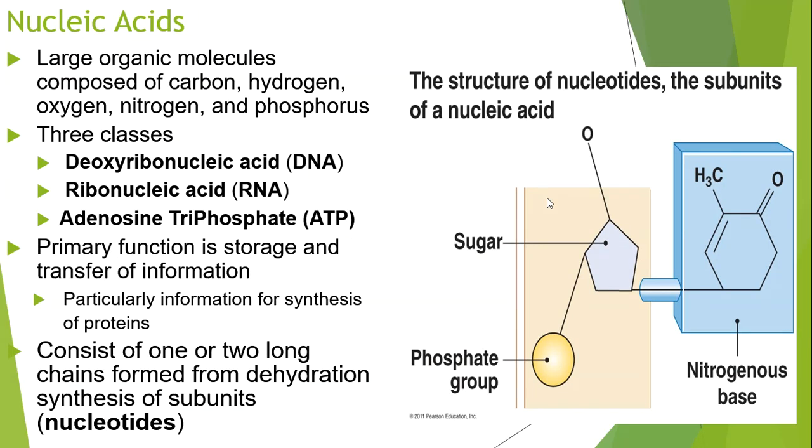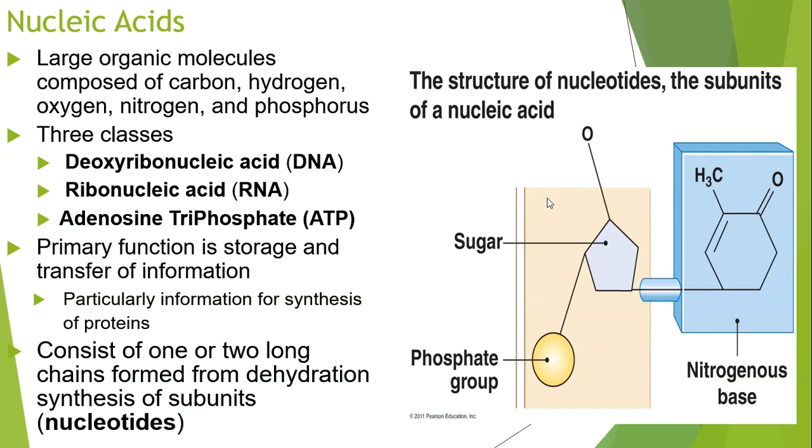All right, and our fourth and final macromolecule that we're going to talk about in 168 are the nucleic acids, which are generally large organic molecules that are composed of carbon, hydrogen, and oxygen, again to be that theme. But these also include a little bit of nitrogen and phosphorus. There are three general categories of your nucleic acid. You're going to find your deoxyribonucleic acid, which is your DNA, your ribonucleic acid, which is your RNA, and your adenosine triphosphate, which is your ATP.